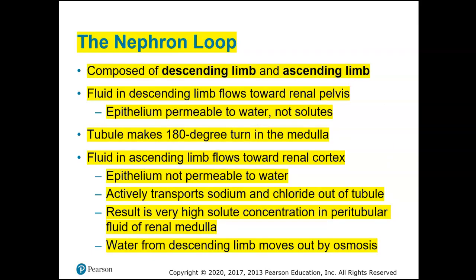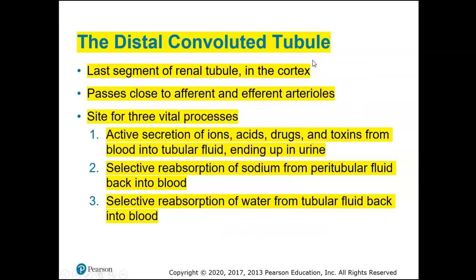Now, in the nephron loop, the main purpose of the nephron loop is to concentrate the urine. What happens in the descending limb of the nephron loop is that the descending limb is permeable to water but not solutes. So as filtrate moves down the descending limb, it becomes more concentrated. Then as it goes up the ascending limb, it's opposite.